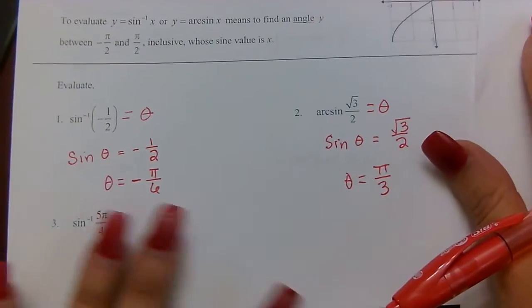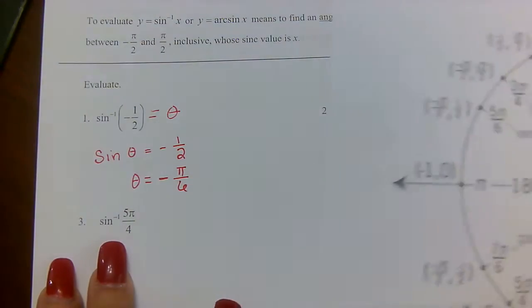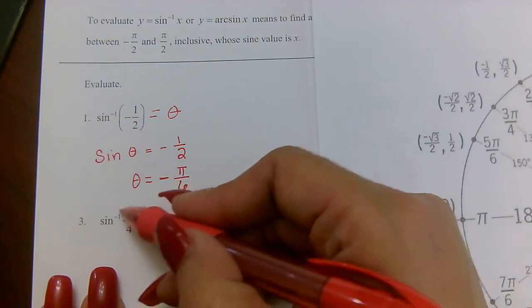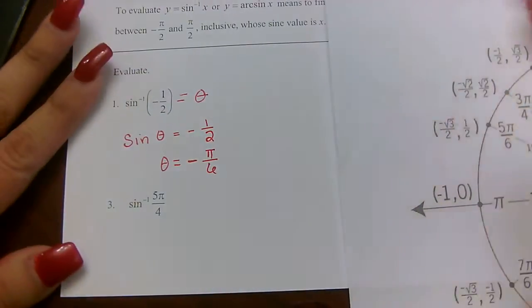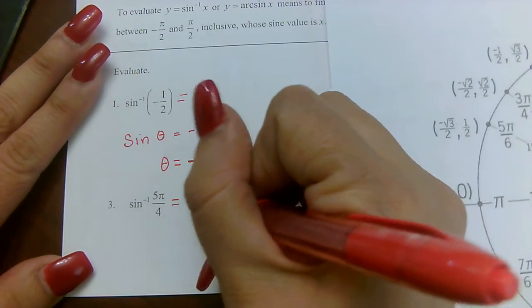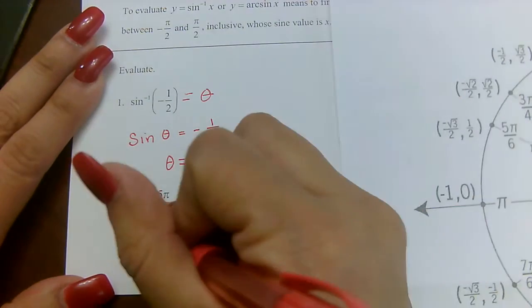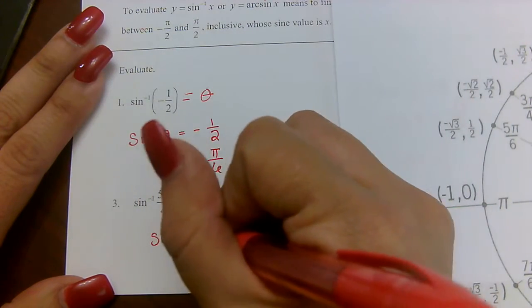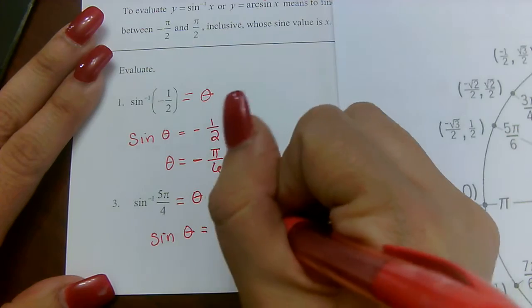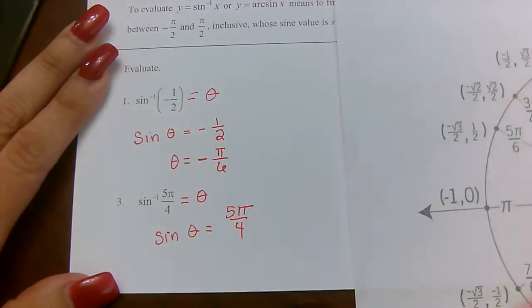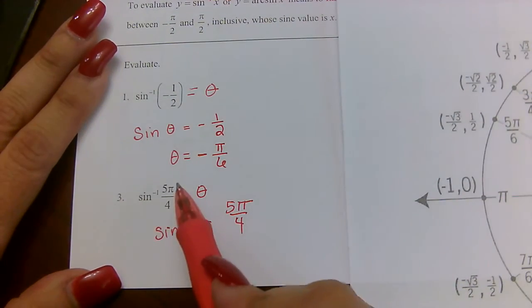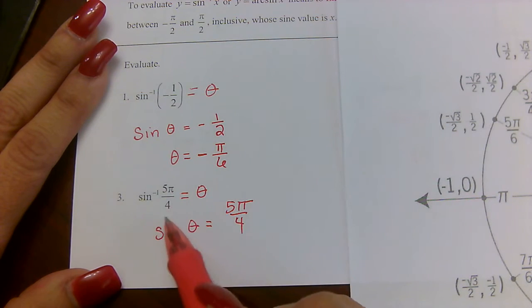Okay. Over here, we're going to do the same thing. Again, you have your inverse, your -1. That's going to be equal to a theta. So I can write it as sine of theta is equal to 5 pi over 4. Don't get confused and see this and think that that is theta.